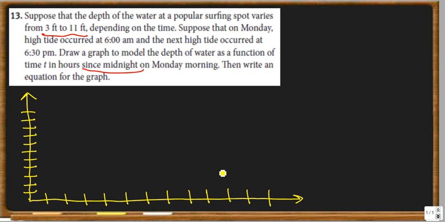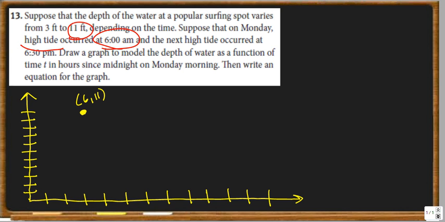One of the points that we can point out here occurs at 6 a.m., and it says that it's a high tide. That means that we are going to be going to the maximum height of our water, which is, in this case, 11. So we need to plot our point at (6, 11). So 6 will be 3 tick marks over to the right, and then all the way up to the top. There we go, (6, 11). All right, so now we have that.